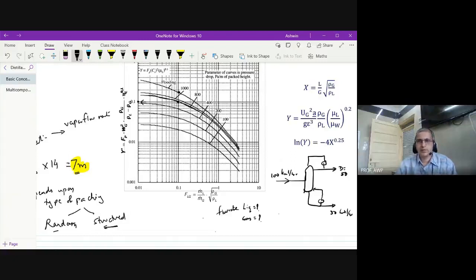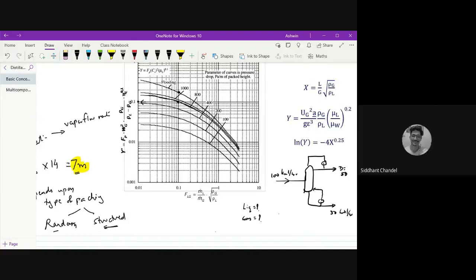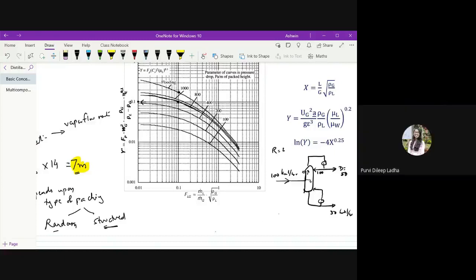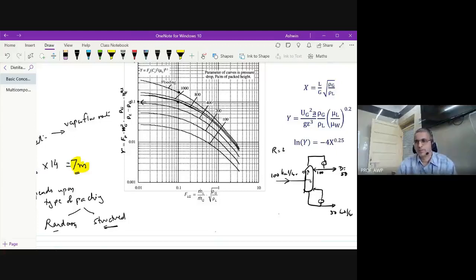We talked about this last time. Yes, sir. So suppose reflux ratio is 2, then this will be 100, isn't it? And then this 100 gets added up and this vapor would be 150. Do you agree with that? Yes, sir. Only Purvi is agreeing. I don't want only Purvi to agree.